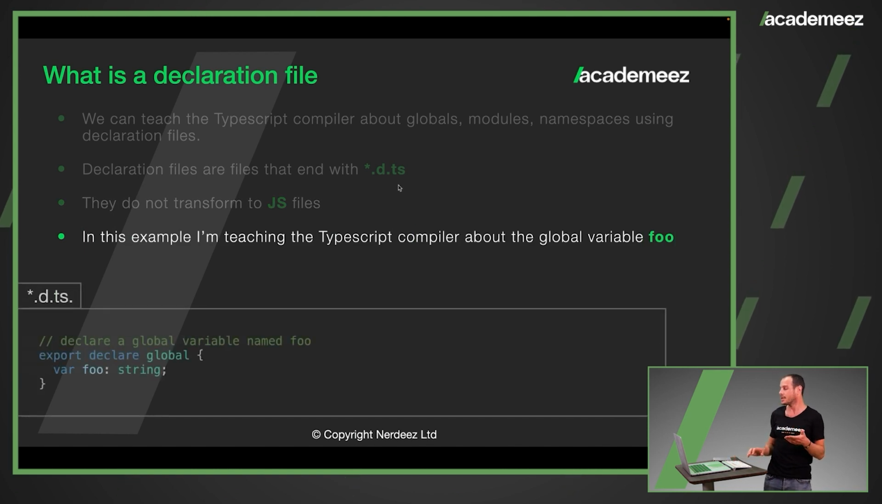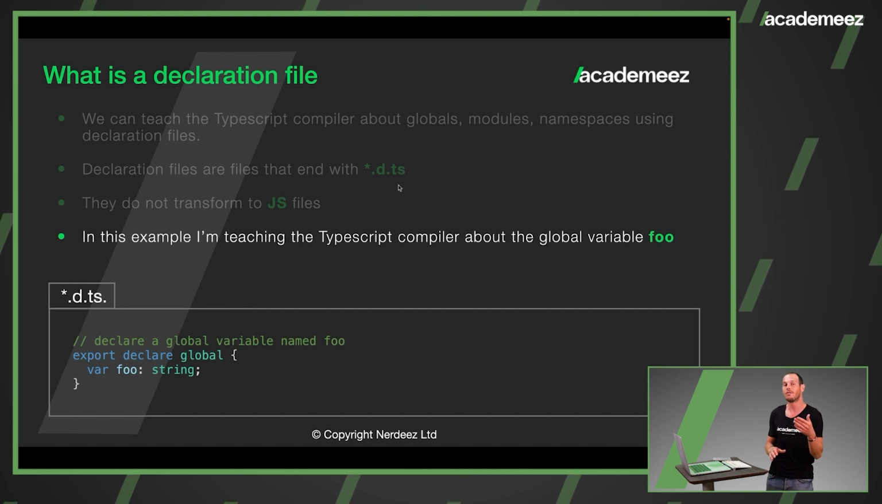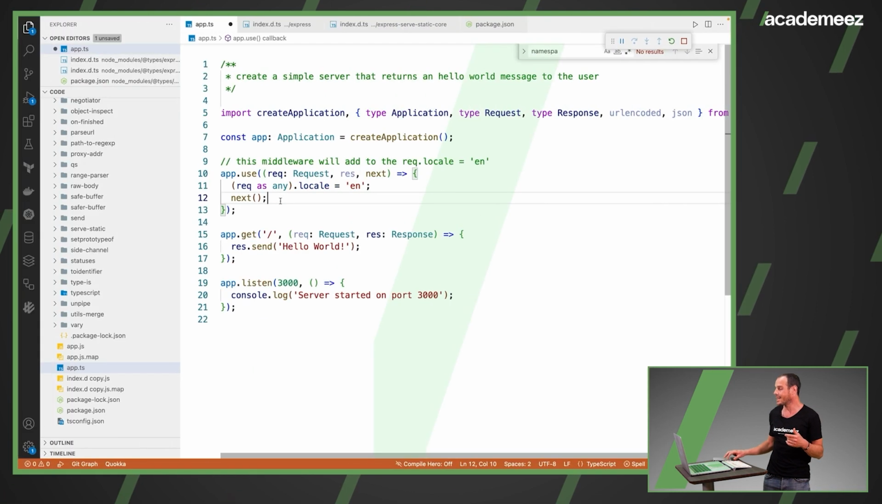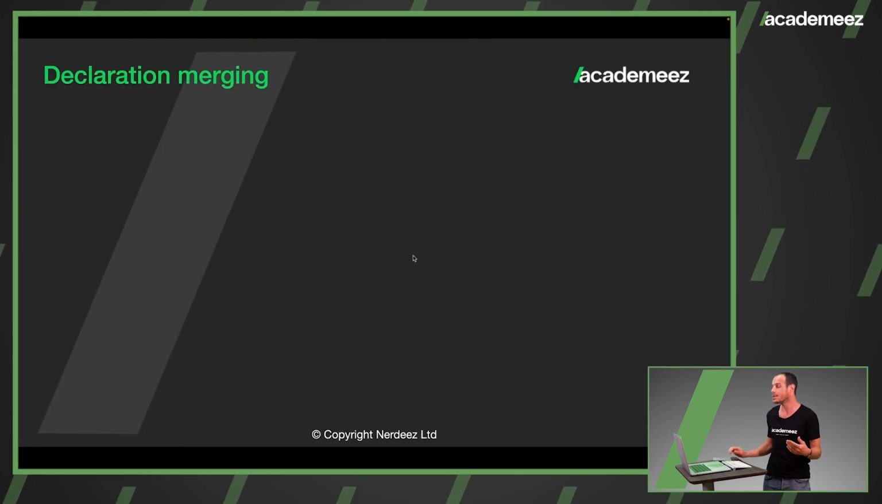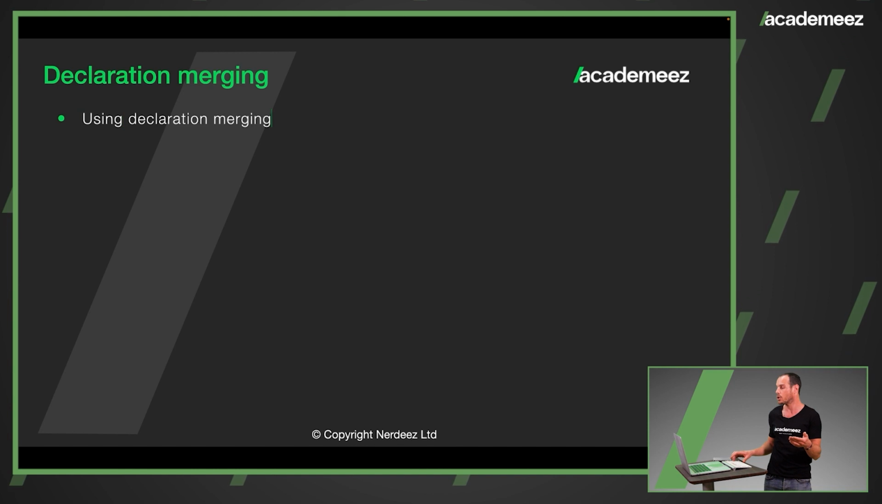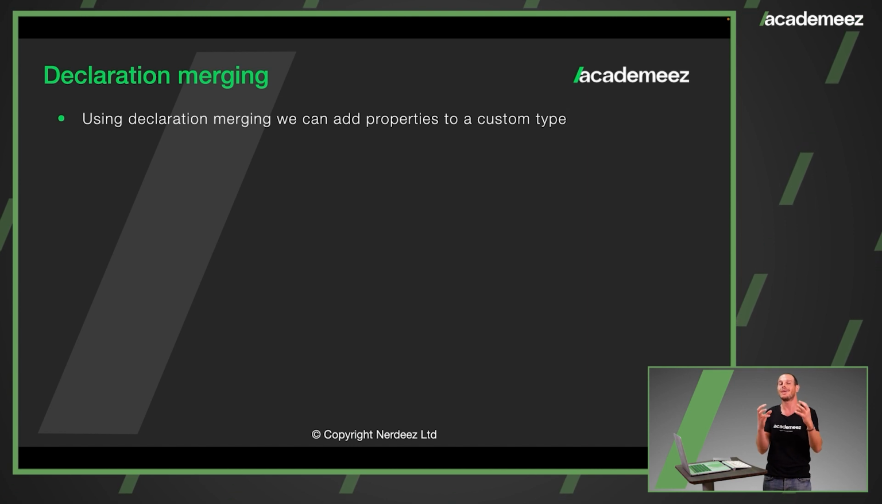For example, in this code example, we see that we teach the TypeScript compiler that there is a global variable named foo of type string. Now, we basically are going to extend the request object. We're going to add properties to the request object. We're going to tell TypeScript that the request object that is familiar from Express actually contains more properties. And the way we can do that is by utilizing a declaration file functionality in TypeScript called declaration merging. In declaration merging, you can declare one declaration file and another declaration file, and they both append to the same type.